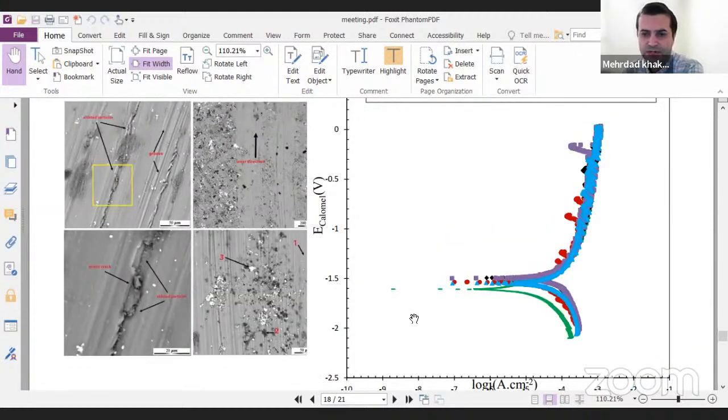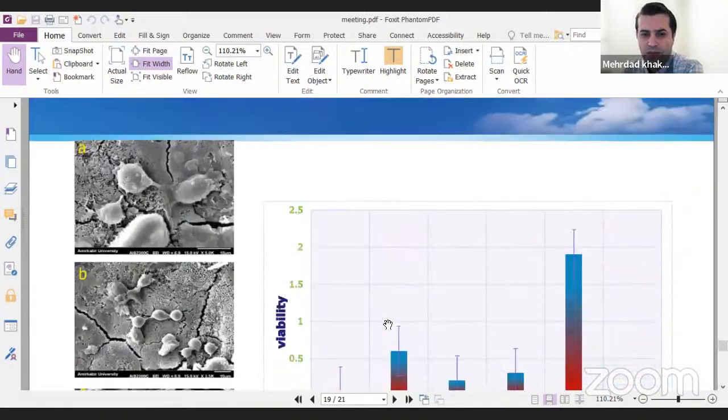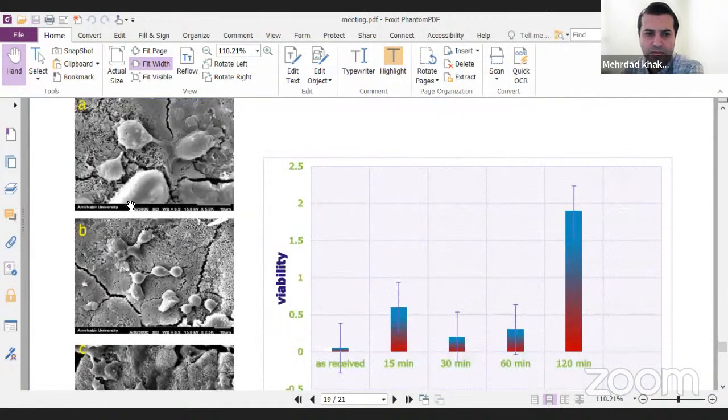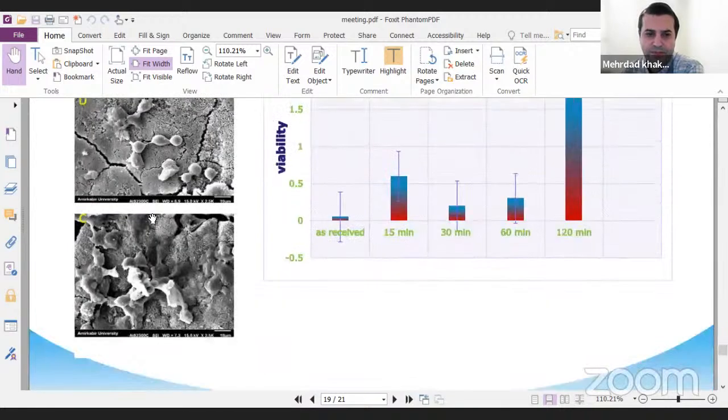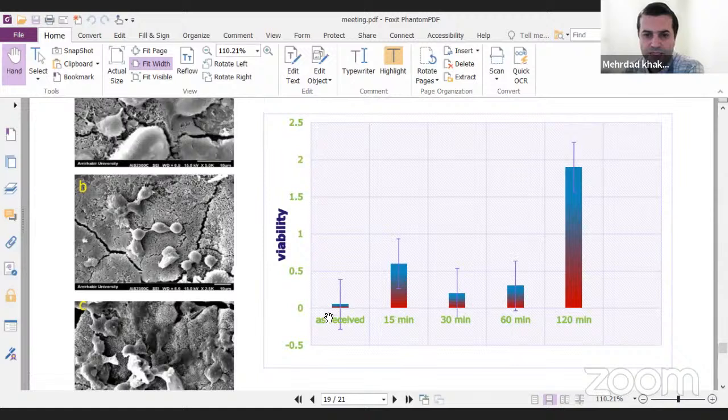Also, we measured the corrosion resistance, and we saw that by using the nanostructure surface on the magnesium, we have the minimum corrosion rate on the magnesium. Here, we saw that by using the nanostructure magnesium, we have the maximum cell attachment on the surface, which shows more biocompatibility for nanostructure magnesium. And by increasing the milling time, we have less grain size on the surface, so the cell viability on the surface will be increased.